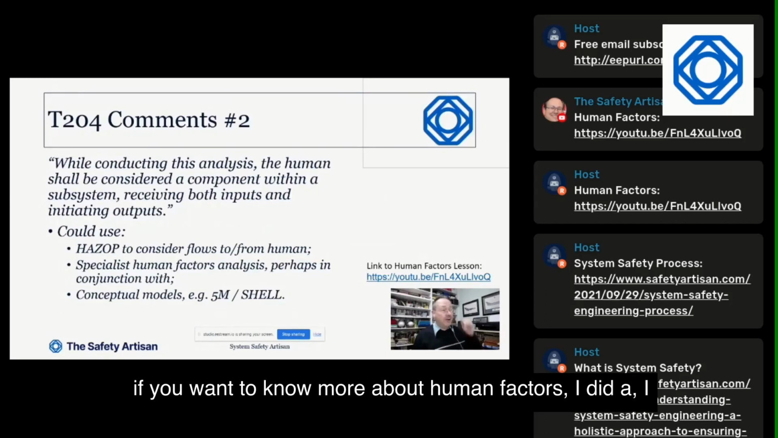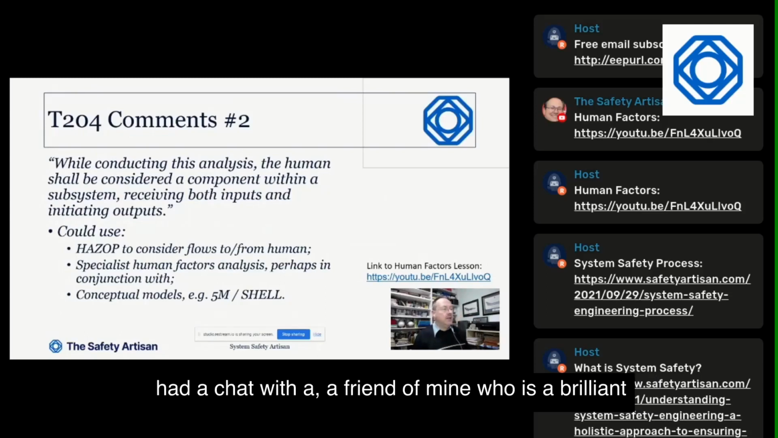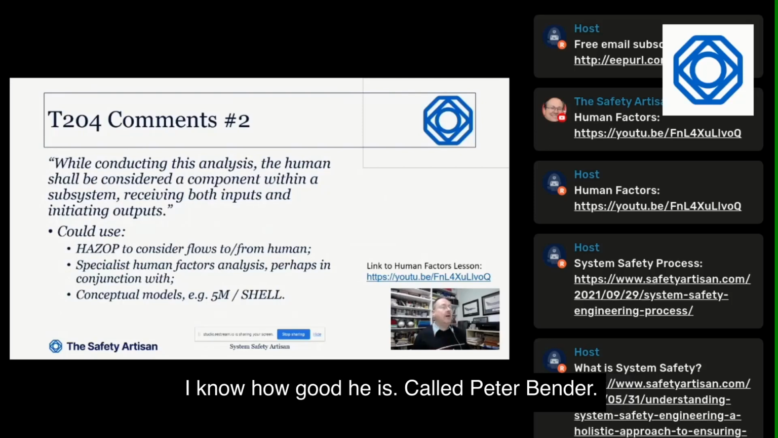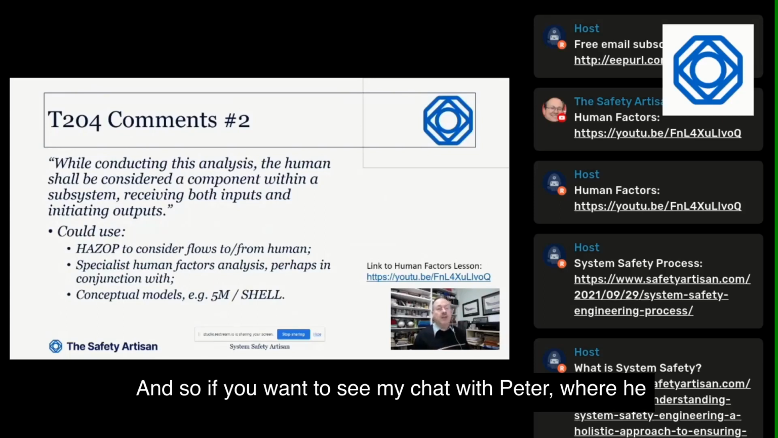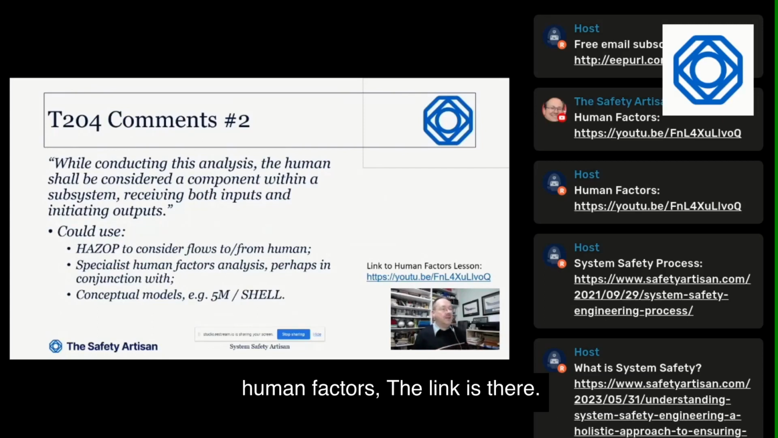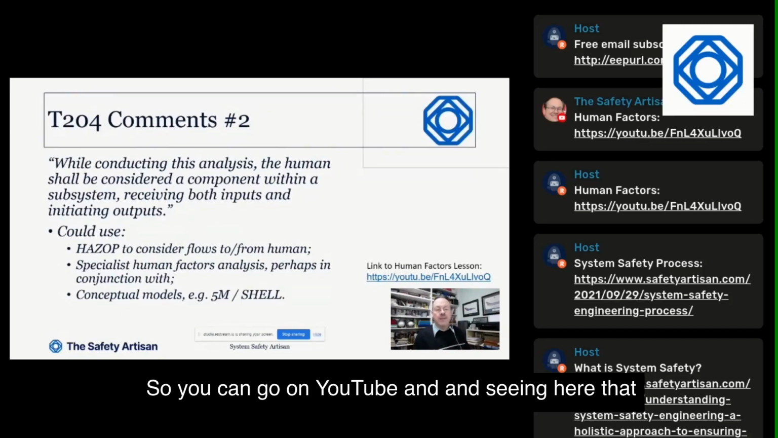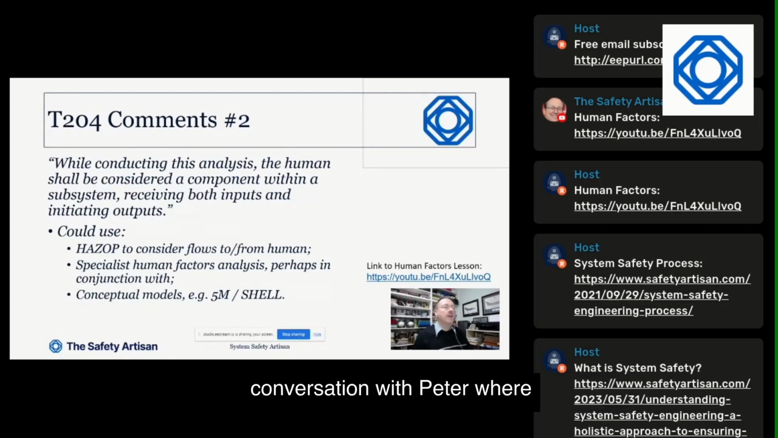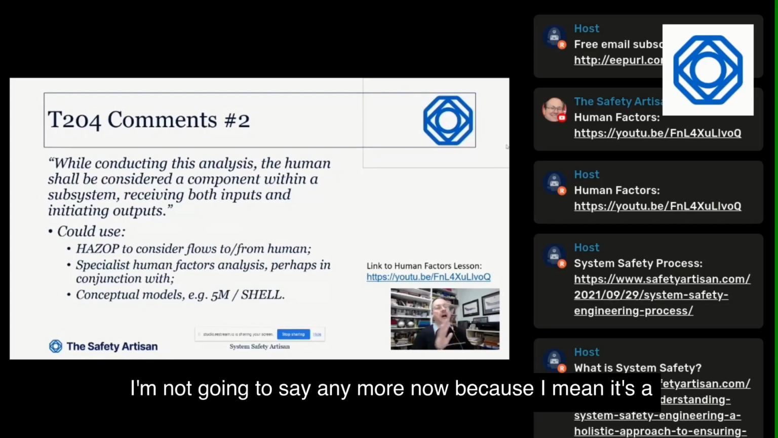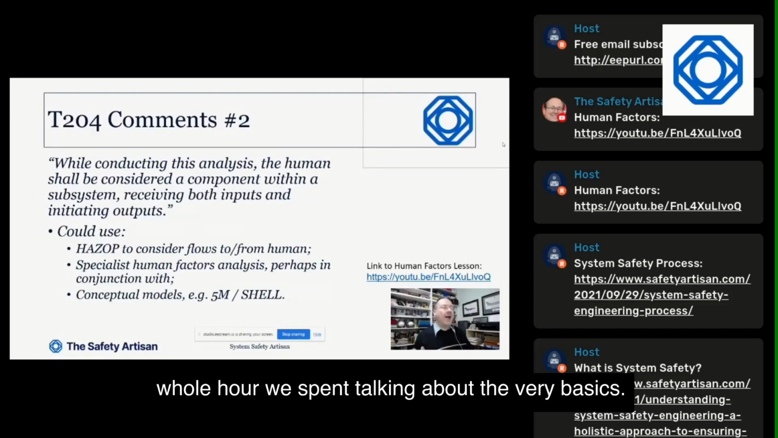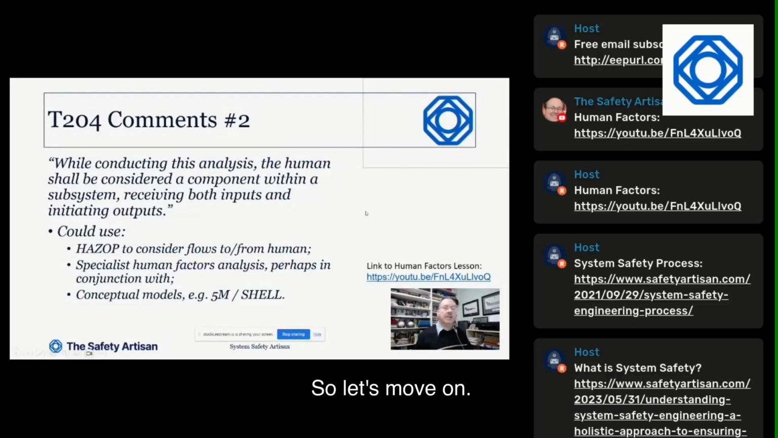If you want to know more about human factors, I had a chat with a friend of mine who is a brilliant human factors specialist, and I've worked with him. I know how good he is, called Peter Bender. And so if you want to see my chat with Peter, where he explains a lot of good stuff about human factors, the link is there. It's also in the chat. Okay, I put that link in the chat. So you can go on YouTube and see and hear that conversation with Peter, where he talks about human factors. I'm not going to say any more now because it's a whole hour we spent just talking about the very basics. So let's move on.